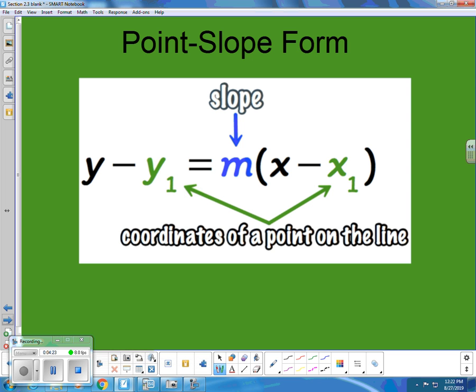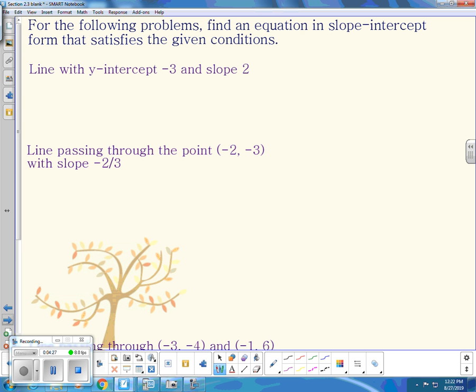All right, let's see if we can write an equation. So, we want the equations in slope-intercept form. So in the first example, I have a y-intercept and I have a slope. So I'm pretty much done, aren't I? I can just write the equation. All right, this is my slope-intercept form. I have everything I need. There's no real work there.